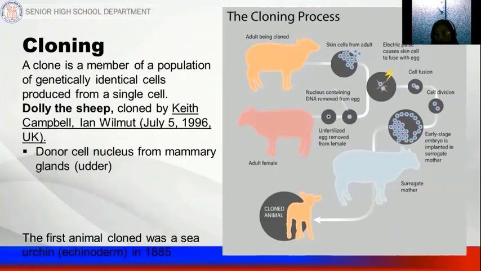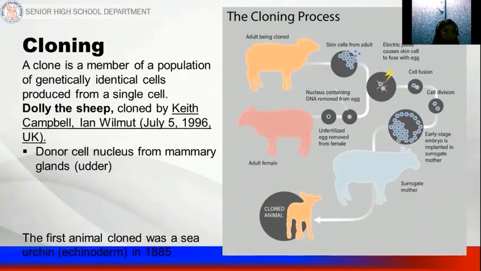And then there is the growing of an embryo in the surrogate mother. And then later on we have a cloned animal. So, cell fusion. Even if the egg from the female was not fertilized, with the growing of the embryo in the surrogate mother, it can form a baby, or shall we say the cloned animal. That is the process of cloning.